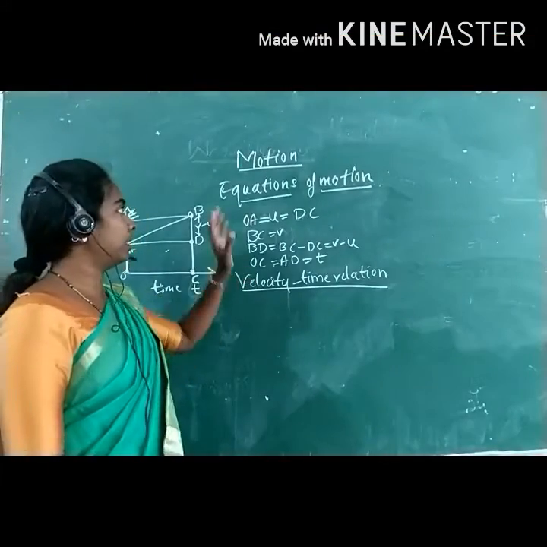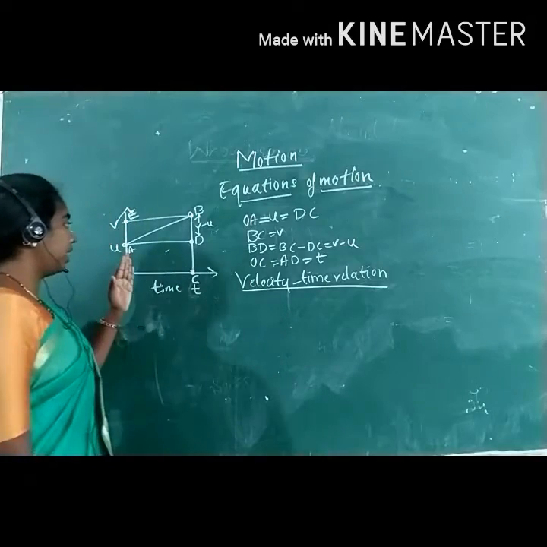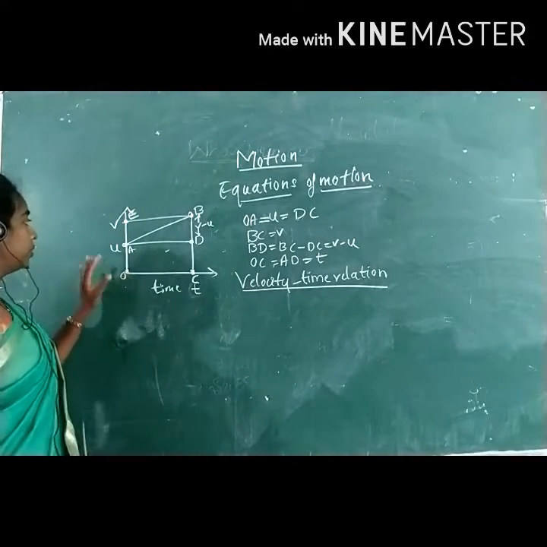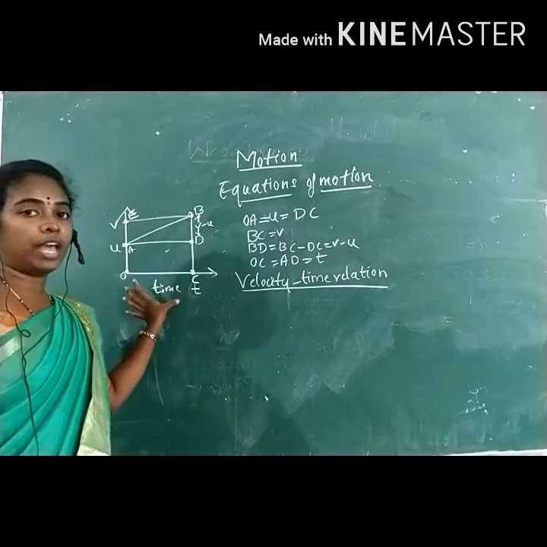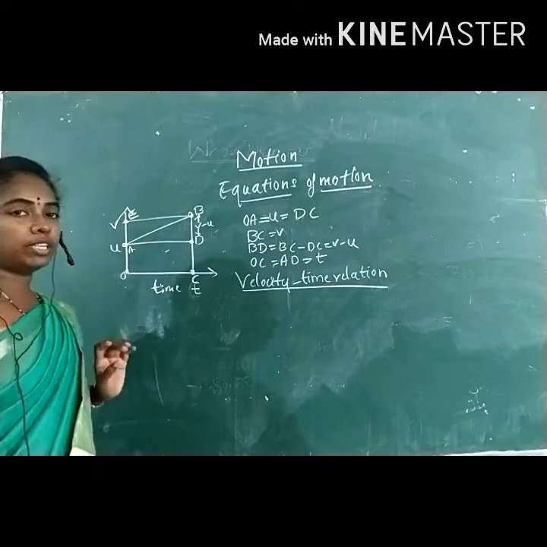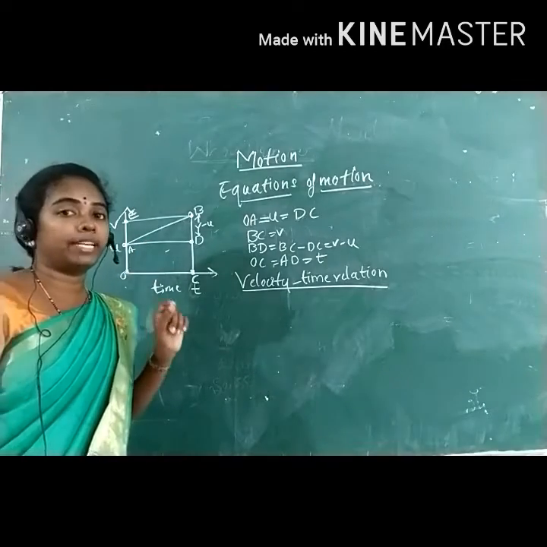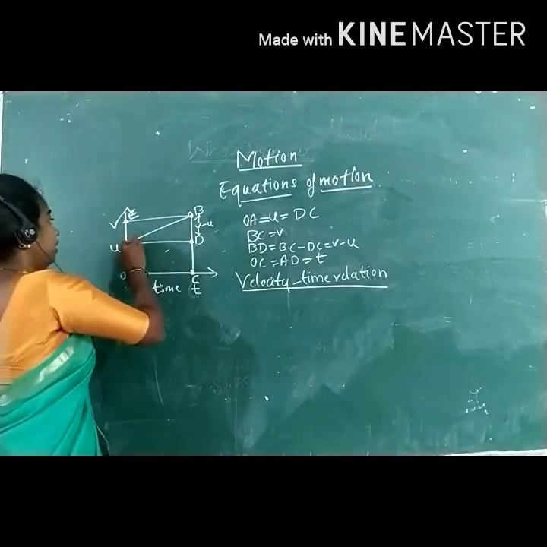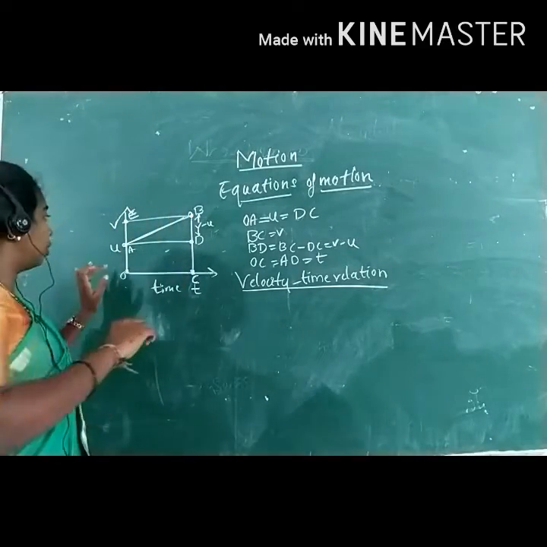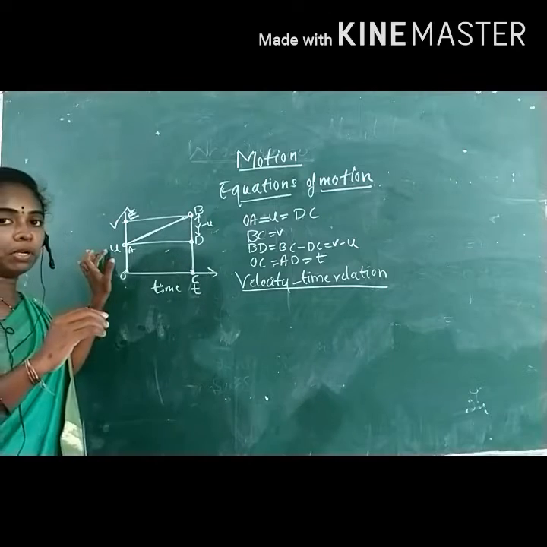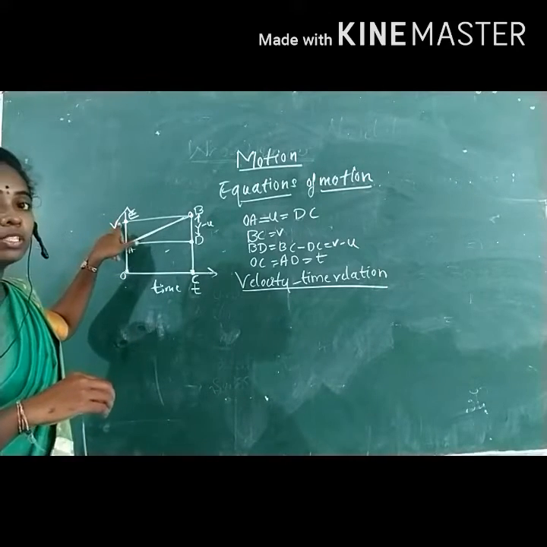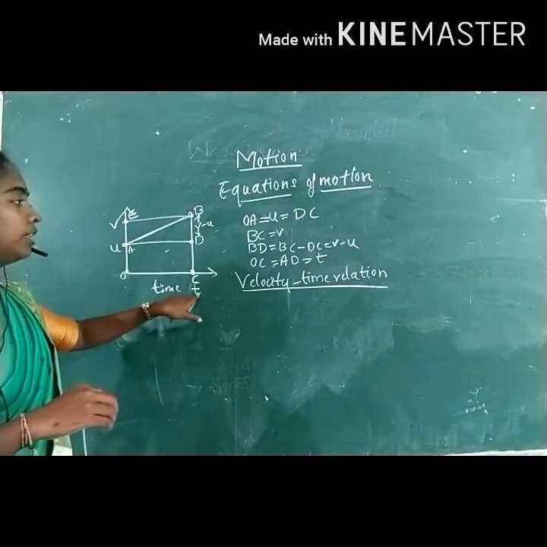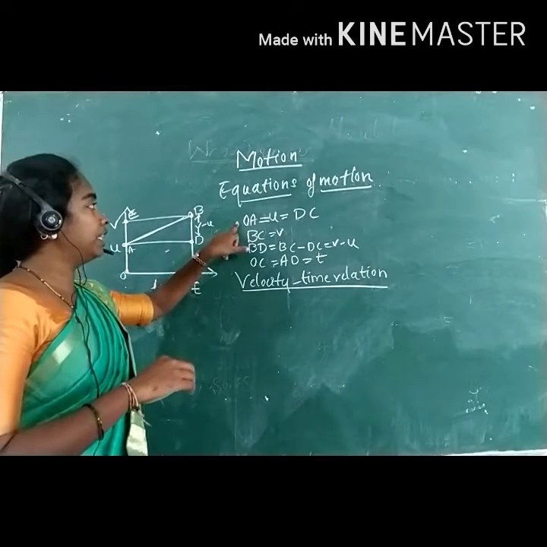Next we will do the equations of motion. You can see the diagram right here. Along the y-axis we have velocity, along the x-axis we have time. Here the object is moving with uniform acceleration, so you can see the straight line. The object is moving with initial velocity u. After a certain time it increases to the final velocity v in time t. I have written the indications here.